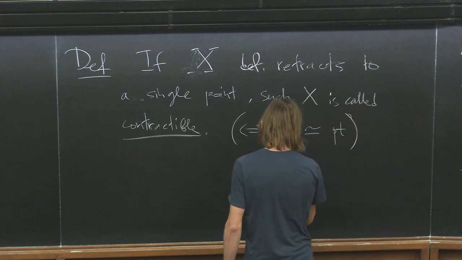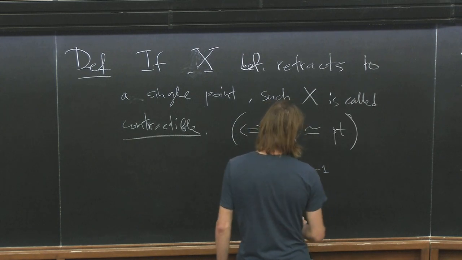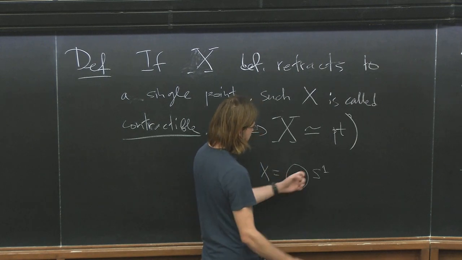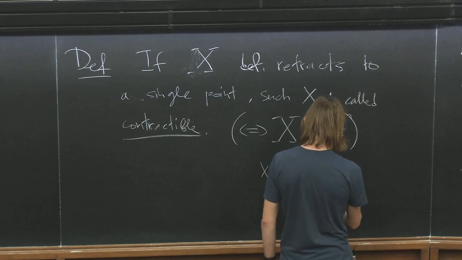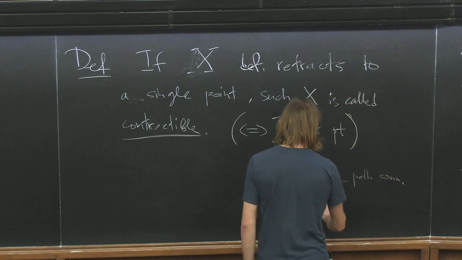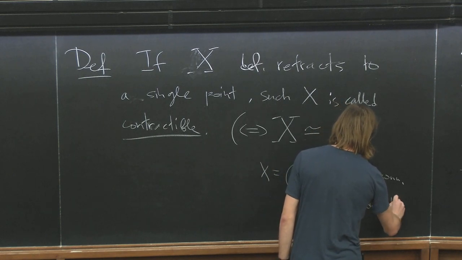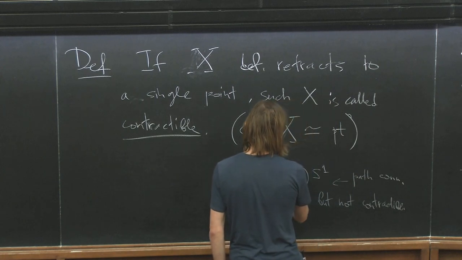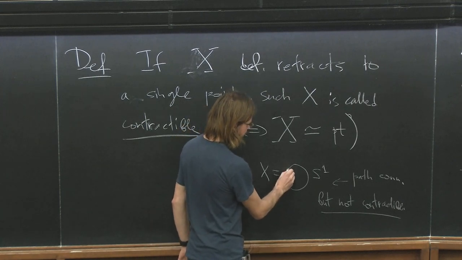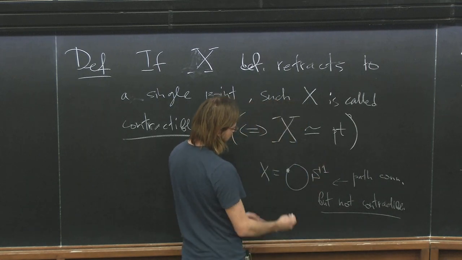So in particular, as we will actually prove, for example, as an example, one can see the topological space S1, which is, of course, path connected, but it's not contractible. There doesn't exist a deformation retraction to a point. And this we will rigorously show a bit later. Actually, this will be just a corollary of a stronger statement.